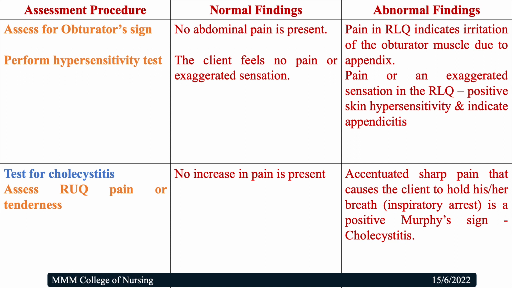The next is the testing for cholecystitis. Here, assess right upper quadrant pain or tenderness. Press your fingertips under the liver border at the right costal margin and ask the client to inhale deeply. Normal findings show no increase in pain. Abnormal findings show accentuated sharp pain that causes the client to hold his or her breath, otherwise referred to as an inspiratory arrest. This is referred to as the positive Murphy sign suggesting cholecystitis.